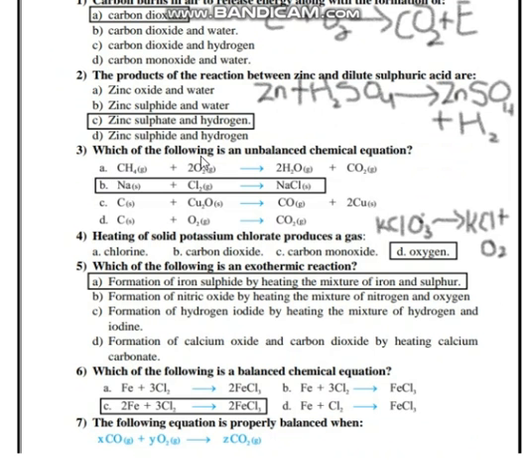Next is, which of the following is an unbalanced chemical equation? इनमें से कौन सी ऐसी इक्वेशन है जो कि अनबैलेंस्ड है? Unbalanced chemical equations are those equations in which the atoms or molecules or elements present in the reactants are not equal to those present in the product. It means that if there is 1 carbon atom in the reactants and 2 in the product, then it is not a balanced chemical equation. And you can check it like this.